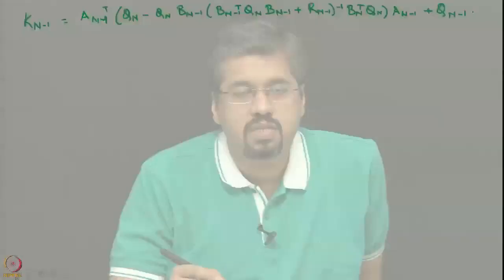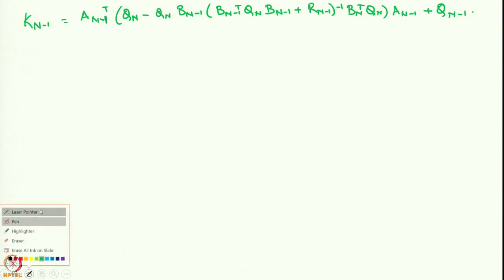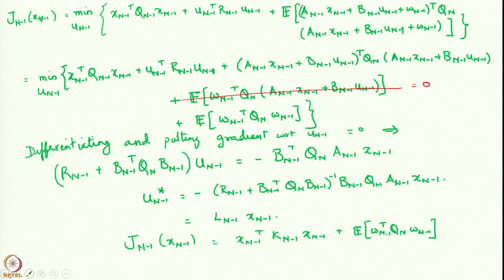Notice that this matrix is actually symmetric. If you stare at this a bit, you will realize it is symmetric. In fact, it is not only symmetric, it is positive semi-definite. As a result, the value function that we get here is also a convex function. This J_{n-1} as a function of x_{n-1} is in fact a convex function.